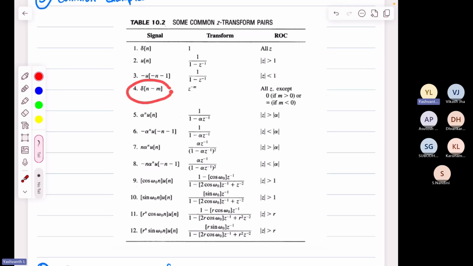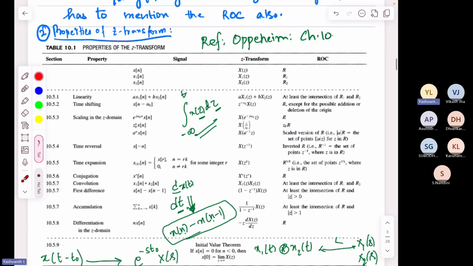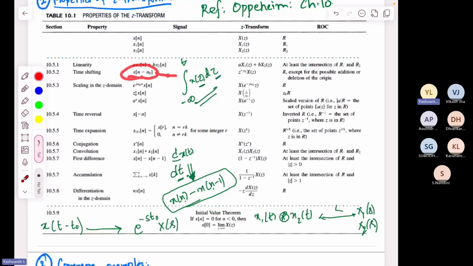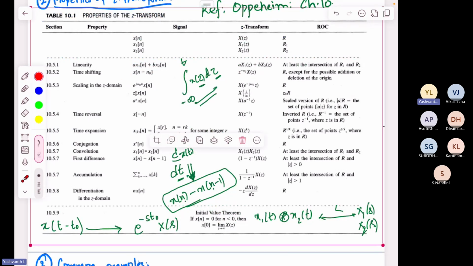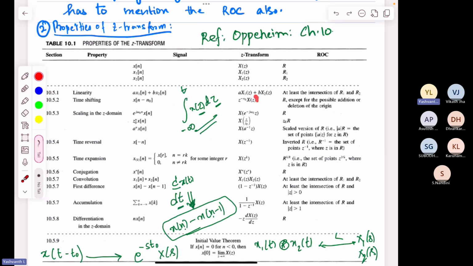Delta of n minus m. The z transform is z power minus m, and the ROC is all z except 0. For example, how did I get this? We basically time shift the first signal by m units. Go and see the property. What is the property? x of n minus n naught will have the z transform z power minus n naught times X of z. Now, what is X of z?